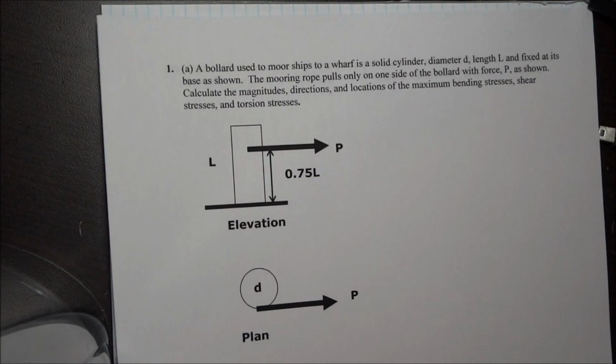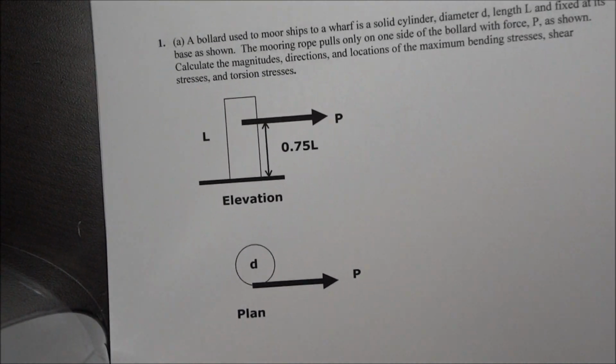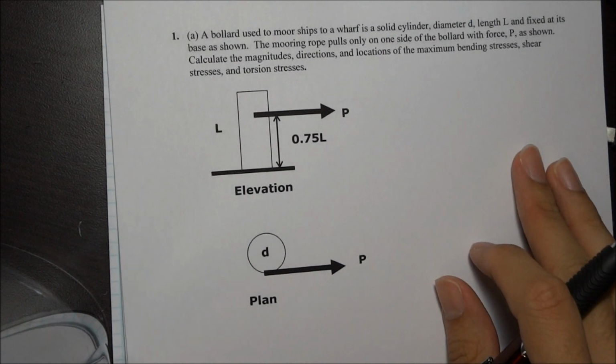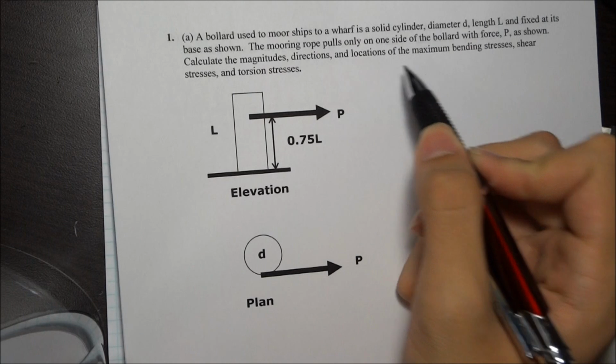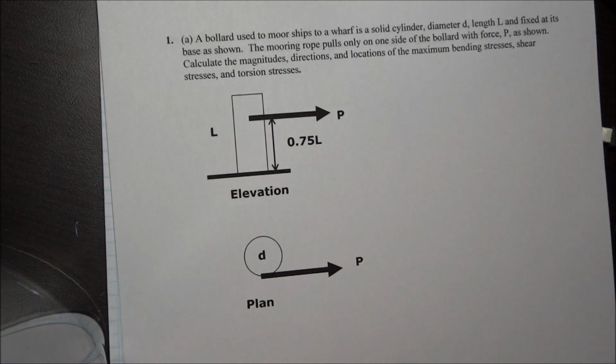Anyway, to problem set 1. I said I thought this was intimidating, but it's not. It's really not. There's just a few things you need to keep in mind when you're doing this, and as long as you keep track of everything, you should be okay. This is your problem, and it's asking you to find the magnitudes, directions, and locations of the maximum bending stresses, shear stresses, and torsion stresses.